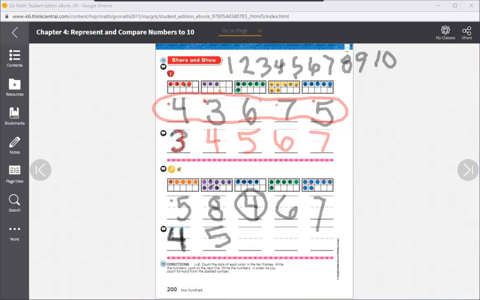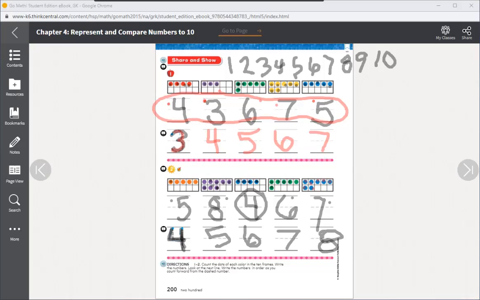Okay, what comes after 5? 6. There it is, 6. What comes after 6? 7. There's 7 right there. We're going to use that one. And what comes after 7? 8. Good job.